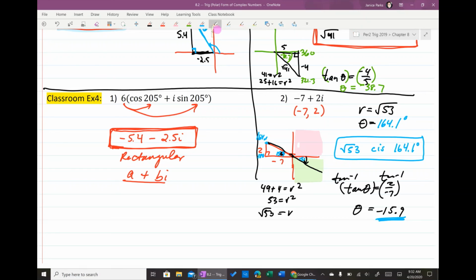And that covers it for section 8.2. Go ahead and check the work. Later, I will be posting the work that goes with this section.